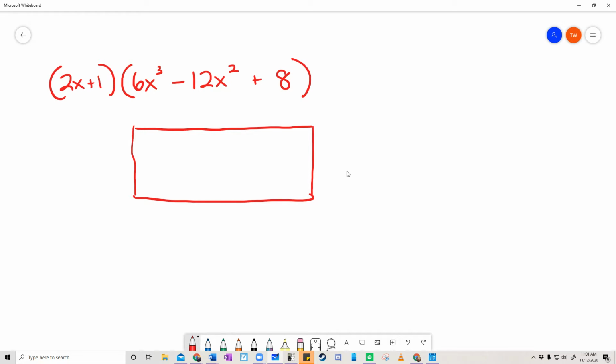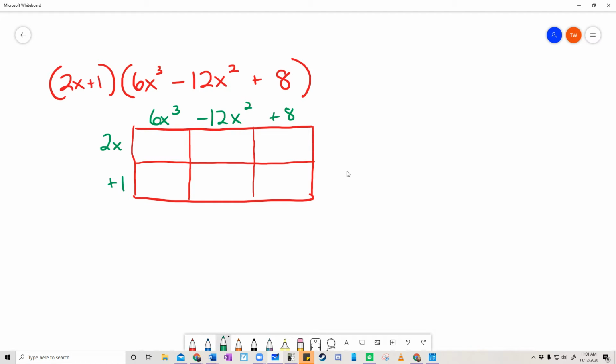So set up room to include these 3 terms. I like to do them on top. You could have done a tall skinny box as well, though, put along the side. I'm going to write 6x to the third minus 12x squared plus 8 along the top. And then along the side, I'll write 2x and plus 1. So I'm separating out all the terms. And then I'm just going to multiply.